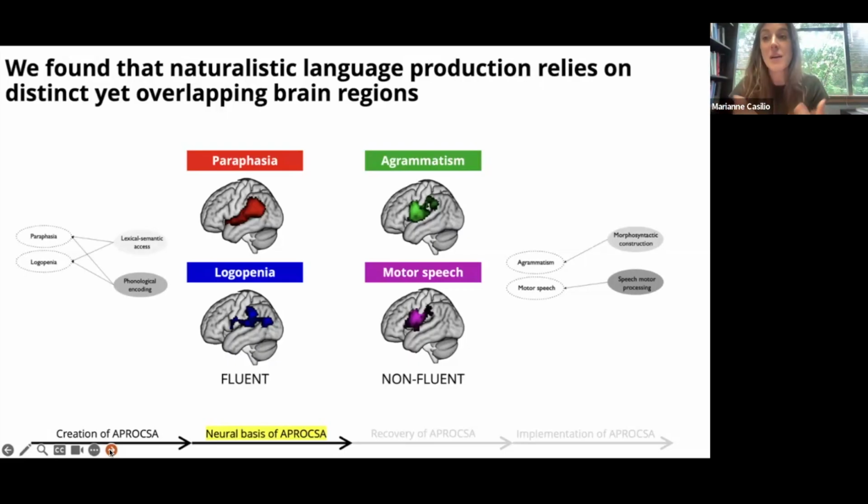It also is congruent with more modern conceptions, where we're relying more on thinking about things in terms of speech language processes. What we know from other studies that have done brain behavior associations, maybe some more large-scale ones that have done big neuropsych batteries, is that lexical semantic access and phonological encoding, which make up the paraphasia and logopenia dimensions, are associated with posterior regions, very similar temporal parietal areas to what we found. And that morphosyntactic construction and speech motor processing are associated with agrammatism and motor speech.